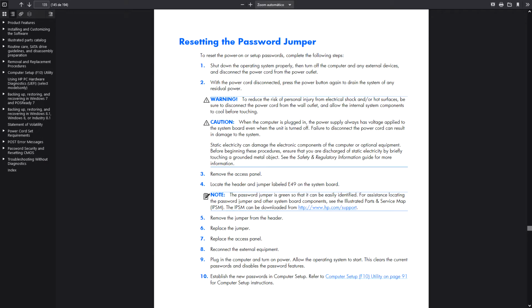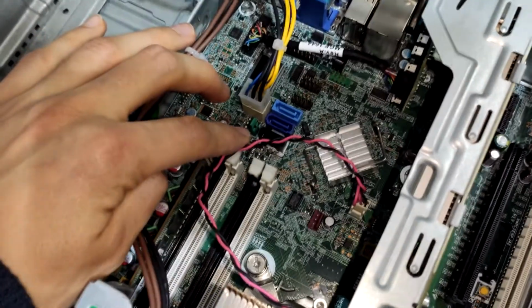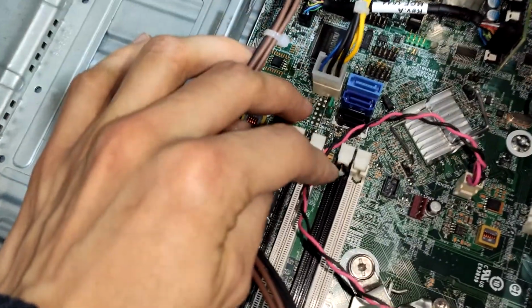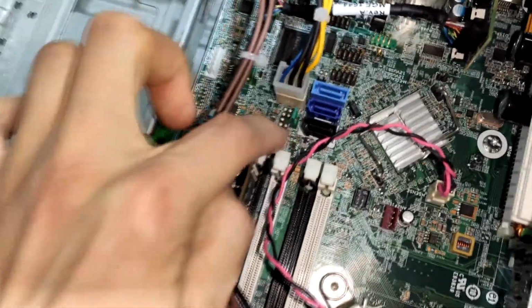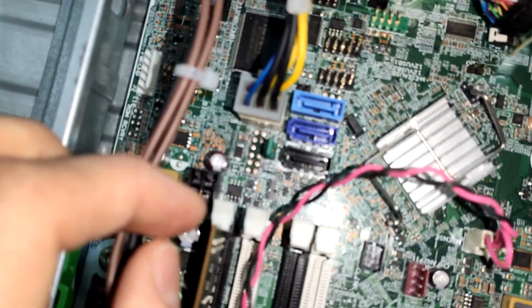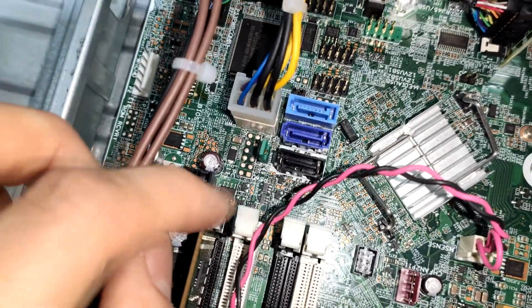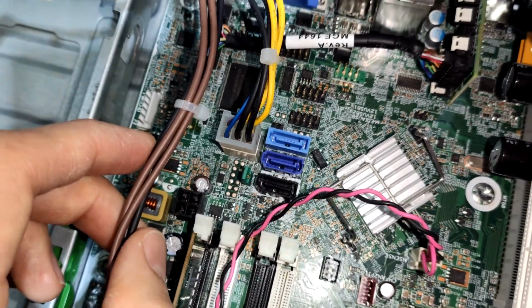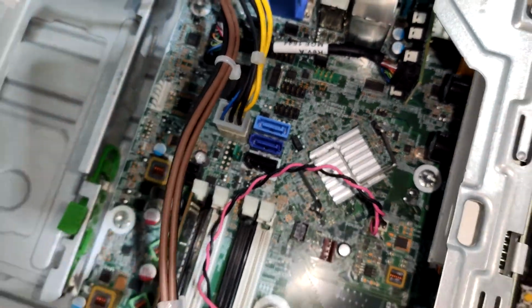So, usually on HPs, there is a password reset jumper. We just take the jumper out or in, turn the computer on, and it resets the password. However, there's an additional setting, at least on these models, which they call stringent password. And that means even the BIOS jumper, that password reset jumper, won't reset the password.